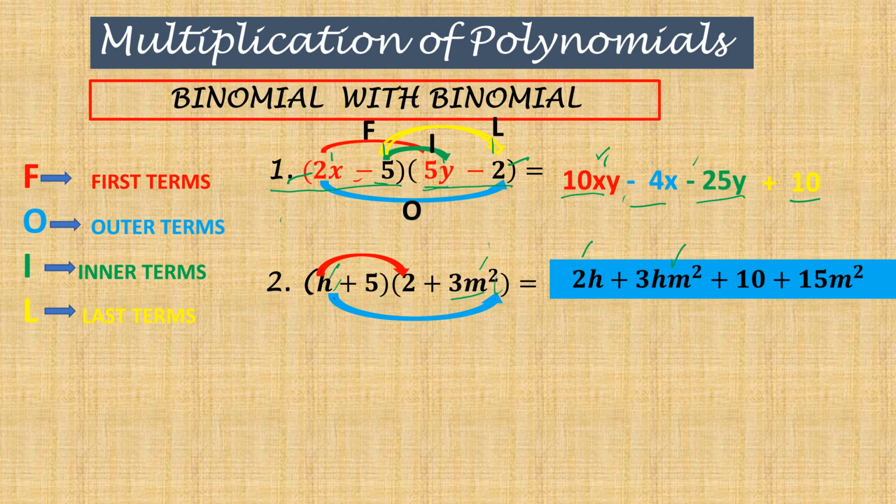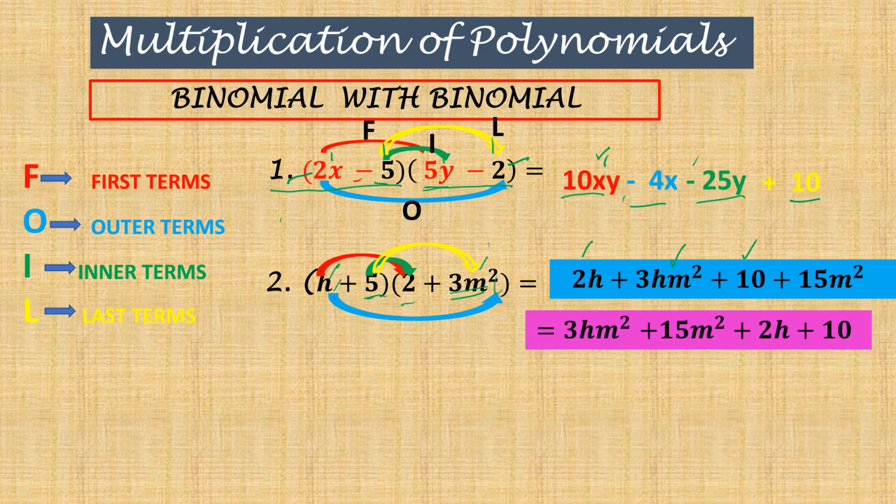And then the next are the inner terms, the product of the inner terms, which are 5 and 2. So we have a positive 10. And then the last two terms are the 5 and the 3m squared. So that's it, it's 15m squared. So far, there are no similar terms. Thus, this is already our final answer. Okay, let's proceed to another example.